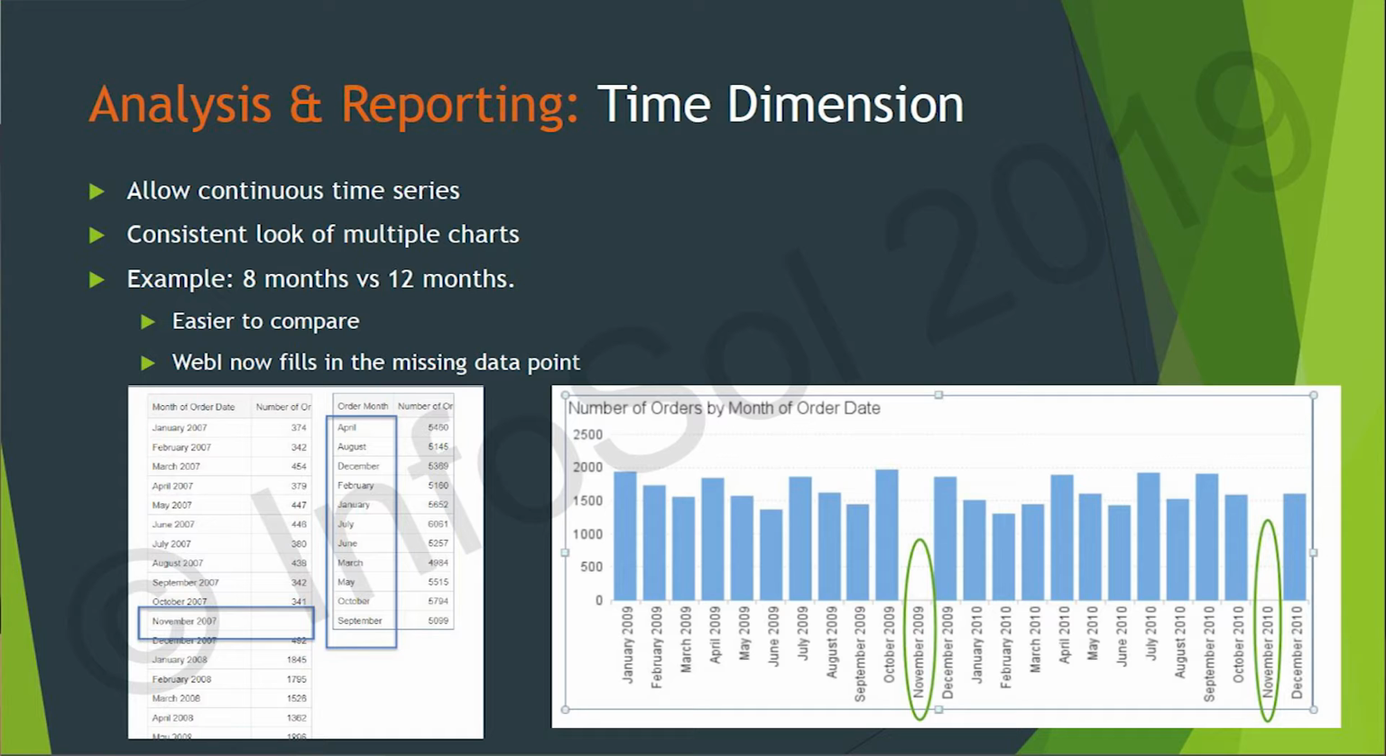On the left-hand side, you can see that the first screenshot is where I have used this new time dimension, and I have a November 2007, even though I don't have any data for that. But the other table is just the regular order month object from my universe, and that does not have the November month in there because it's not in the data. So that's a huge advantage of using this. Webby fills in those missing data points if you're using the time dimension.